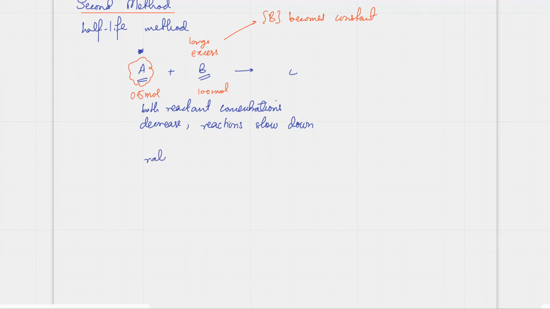So we are now trying to figure out, like previously it was dependent on both things, but I've made B constant. So rate is no longer dependent on B. I want to figure out what's the order. What's the power of A? Is it 0? Is it 1? Is it 2? So what I do is I plot a graph of how the concentration of A changes with respect to time.